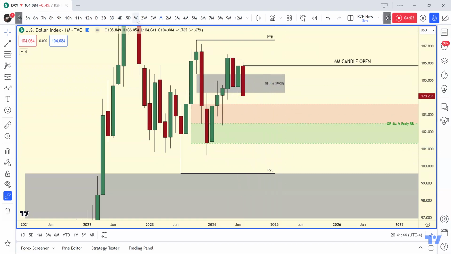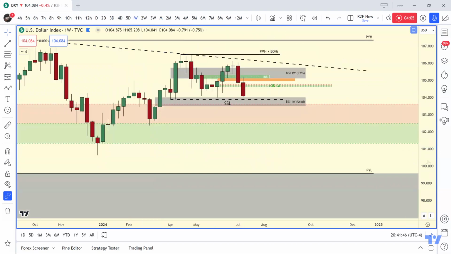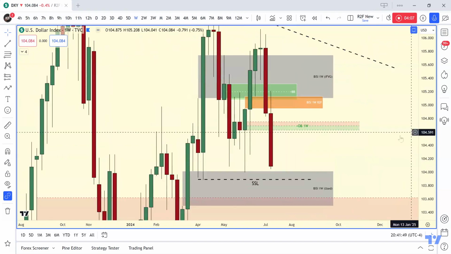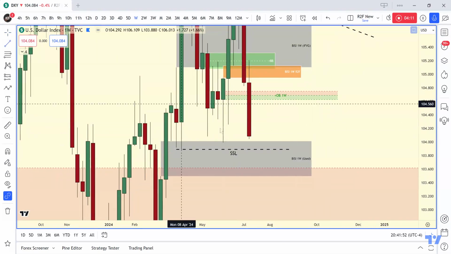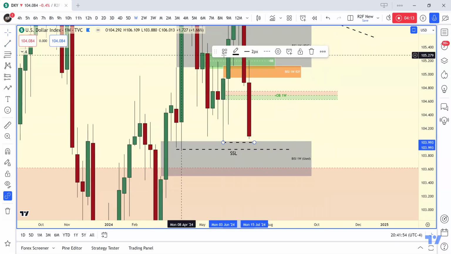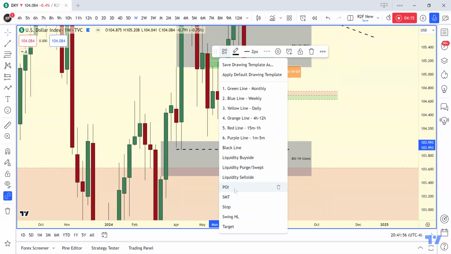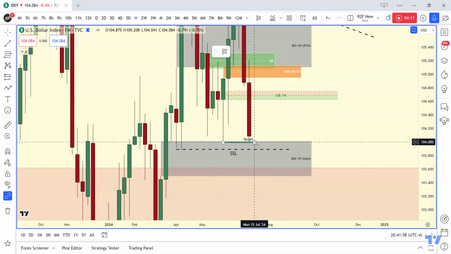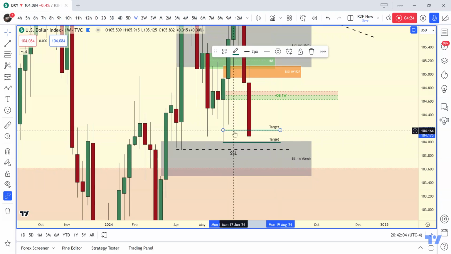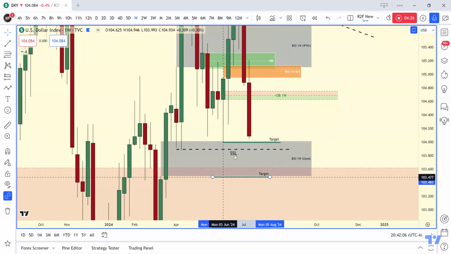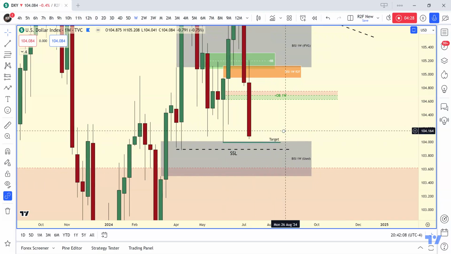So going back to the weekly, what could we anticipate on the next week? So first target would be obviously this low. And second target would be even lower, the sell side, further into the gap as well. We'll look on the lower time frames. So this is immediate target.